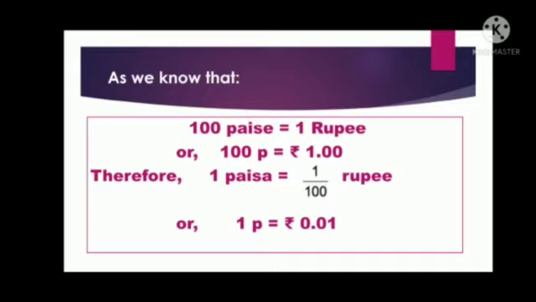As we know that 100 paise is equal to 1 rupee, or we can say 100 paise is equal to rupees 1.00. Therefore, 1 paisa is equal to 1 upon 100 rupee, or we can also write 1 paisa is equal to rupees 0.01.